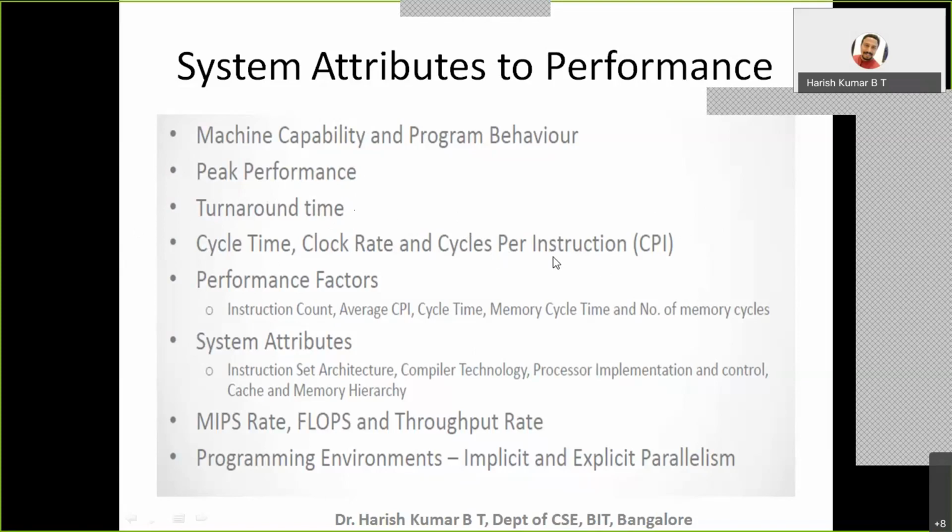These topics are also important. So what we are going to do next is derive an expression to find the total time required to execute any given program. To understand that expression, all these terms are required.